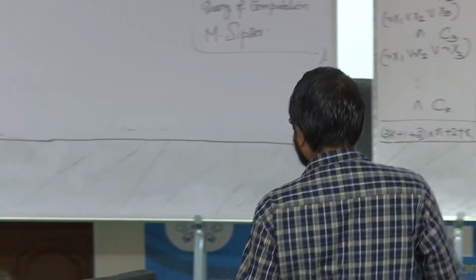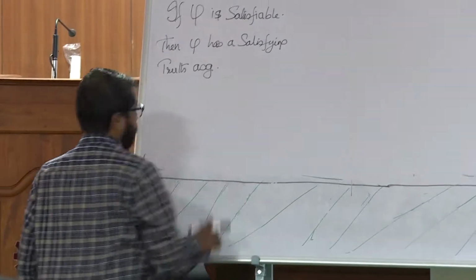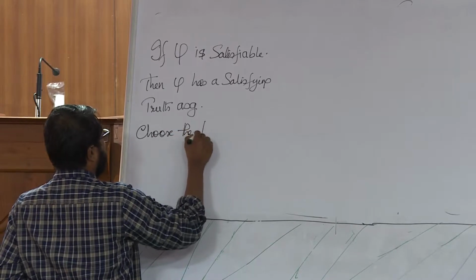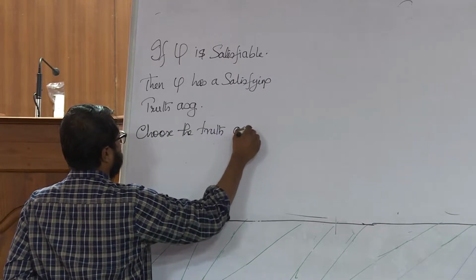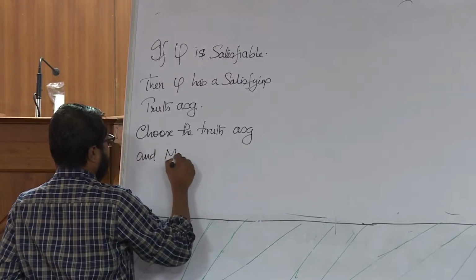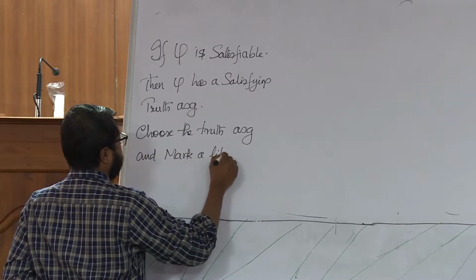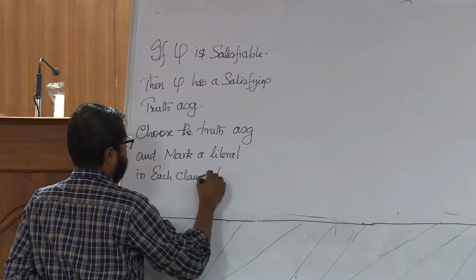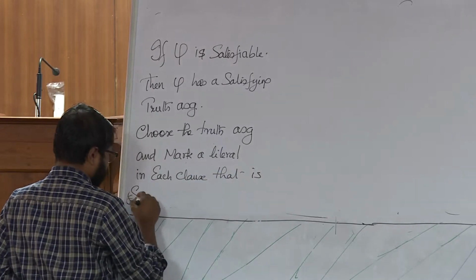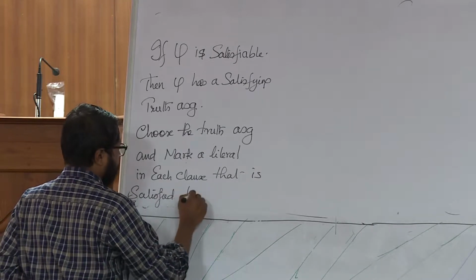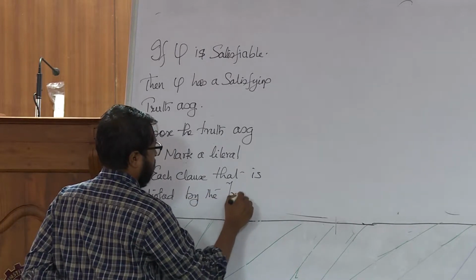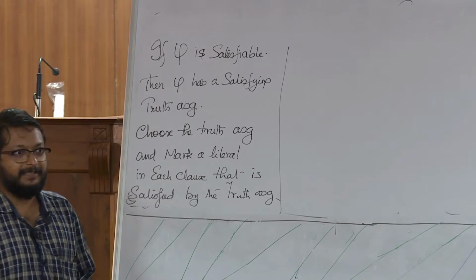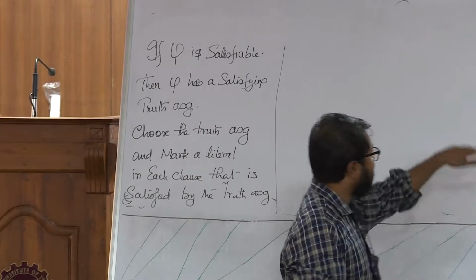So before getting to the example, choose the truth assignment and mark a literal in each clause that is satisfied by the truth assignment. So this is a very technically correct statement which does not make any sense to anybody. So let us try to fix a truth assignment, to do what I am trying to say here.